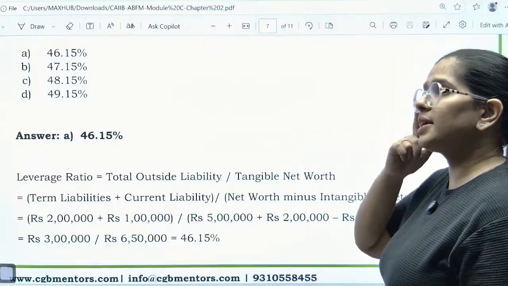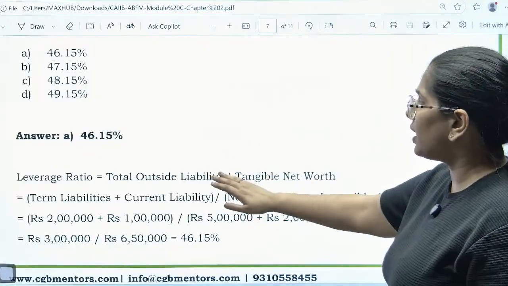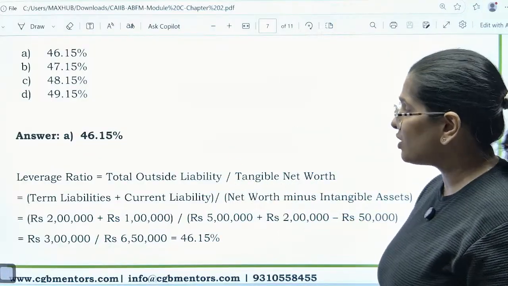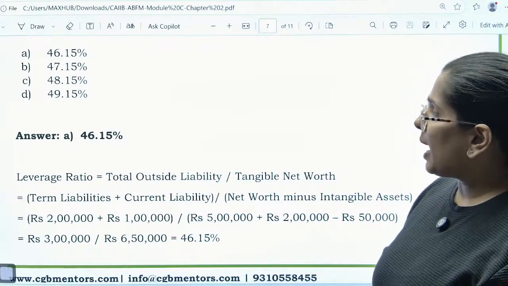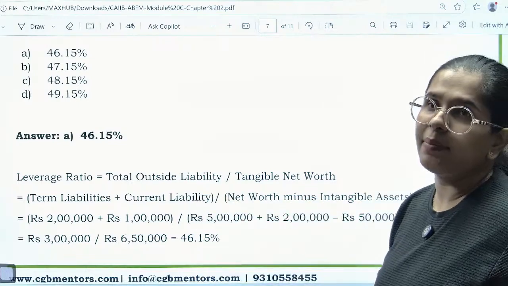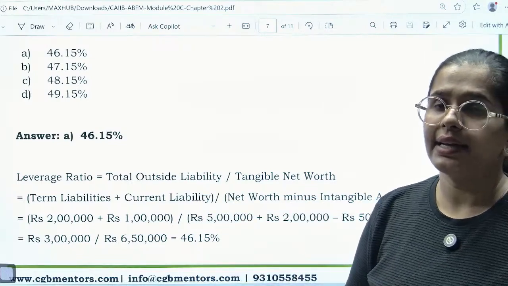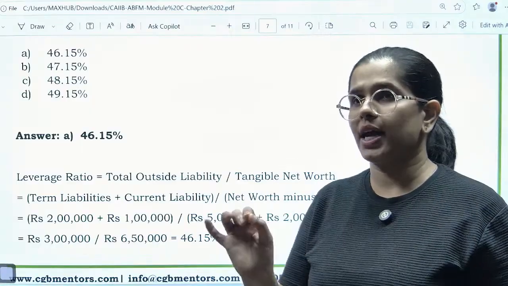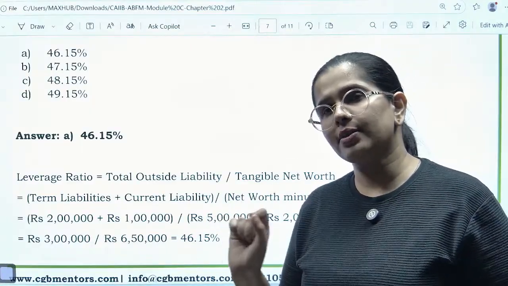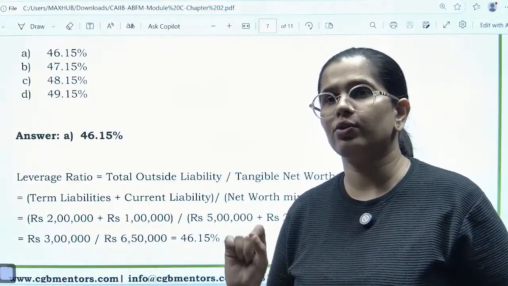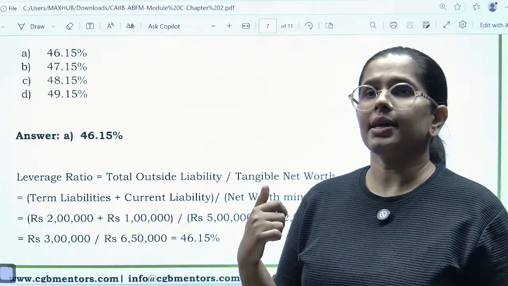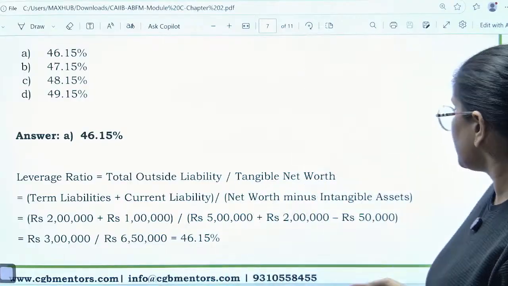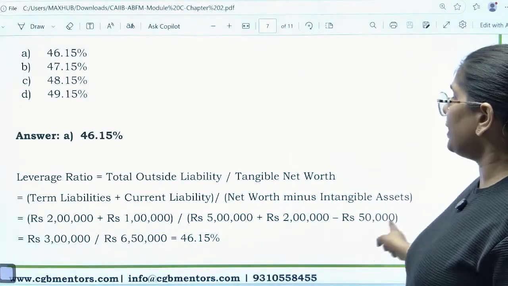Leverage formula that is given as per the IIBF is total outside liability divided by tangible net worth. So term liabilities plus current liabilities will be my total outside liability, right? They are not mentioning the long term or short term. They have said total outside liability. Then they are asking me tangible net worth. That means they will not include the intangible assets.